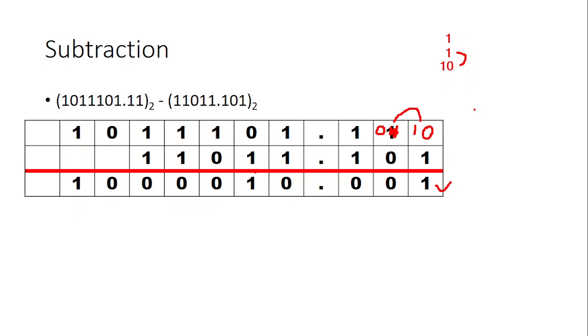Now you cannot subtract directly. Borrow 1 from the other side, so you have 10. 10 minus 1 will be 1. What is left over here is 0. 0 minus 0 is 0. 1 minus 1 is 0. 1 minus 1 is 0. If 0 is not there, assume that it is 0. 0 minus 0 is 0. 1 minus 0 is 1. This is the answer you are going to get.